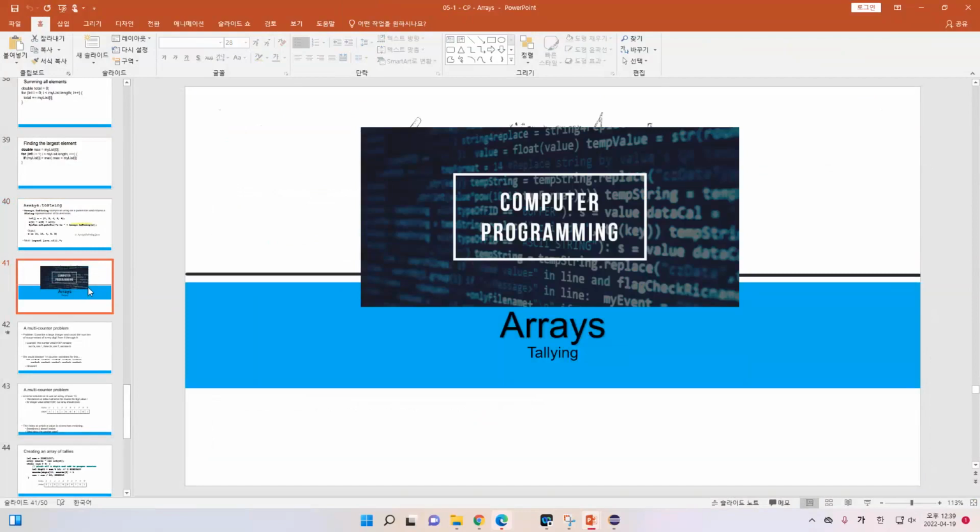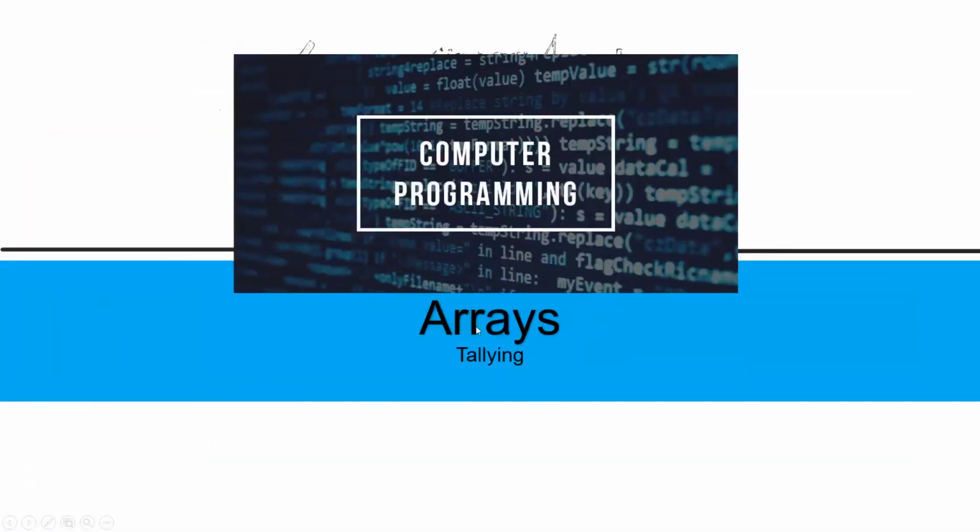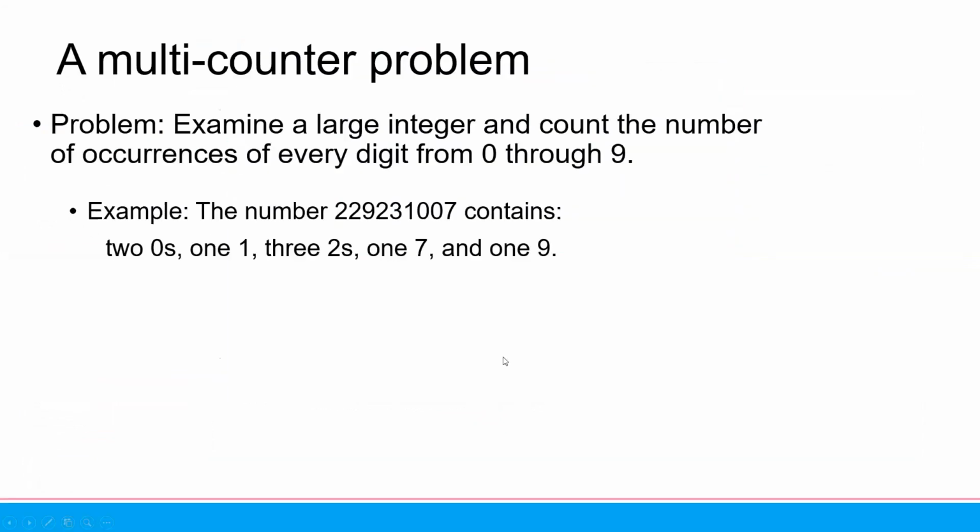Now let's see another example of arrays. How can we use an array in some other application? Counting is one of the applications of the array. We have a problem we call the multi-counter problem. This multi-counter problem is to examine a large integer and count the number of occurrences of every digit from 0 to 9.